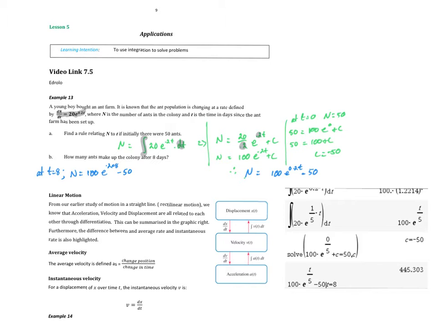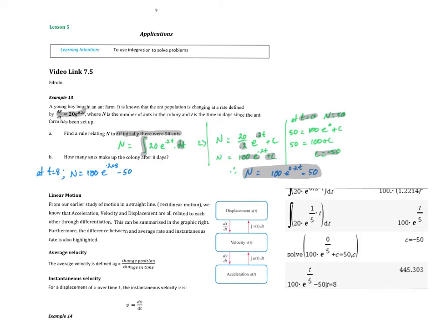You might need to be a little bit careful with your fractions if it was a tech-free environment. So there's my antiderivative plus some constant c. Initial condition: we were told at t equal to 0, the population was 50. Initially there were 50 ants. If we substitute those values in, e to the 0 is 1, I get c equal to negative 50. So there's my general rule for the population of ants at any point in time.